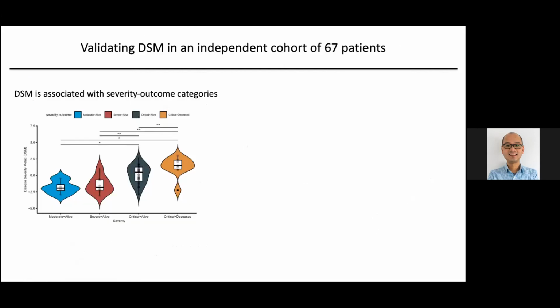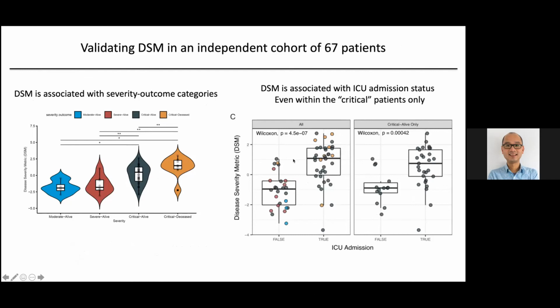We then validated that this metric is actually meaningful and relevant by using an independent cohort of 67 patients. Here you can see that the disease severity metric is significantly different across the severity scales, the so-called disease ordinal score. You can see the extensive heterogeneity in this critical patient group, right? Furthermore, this metric is also associated with ICU admission status. So it can actually predict, when a patient came in, who's going to go into the intensive care unit ward. Again, this is in a totally independent patient cohort. And this is true even when you look at only the critical patients. These patients all came in with a very high requirement of oxygen.